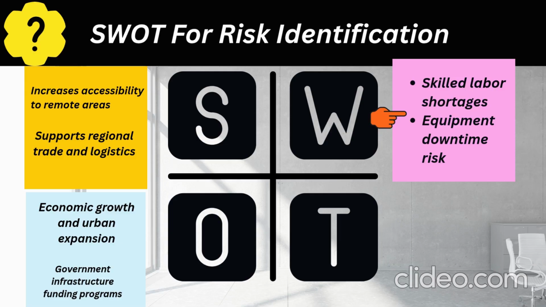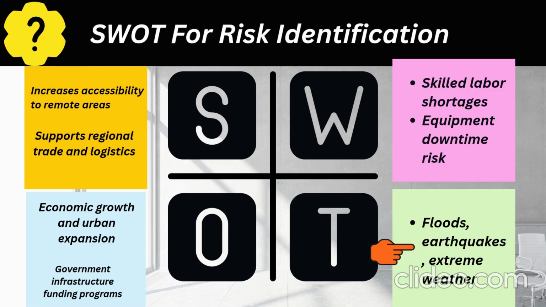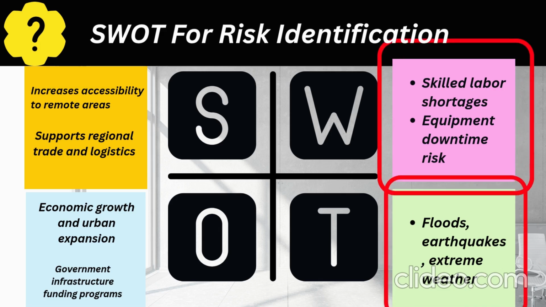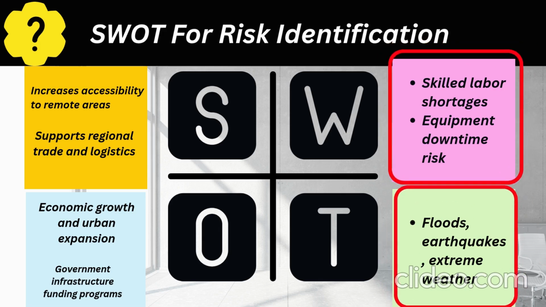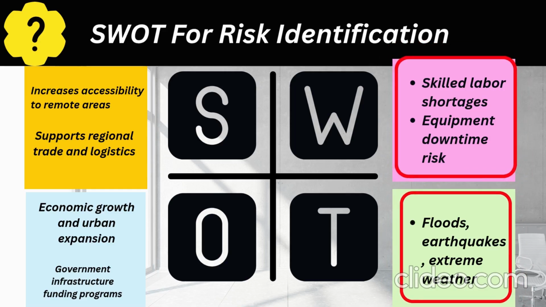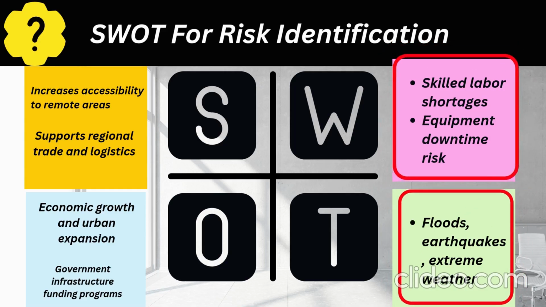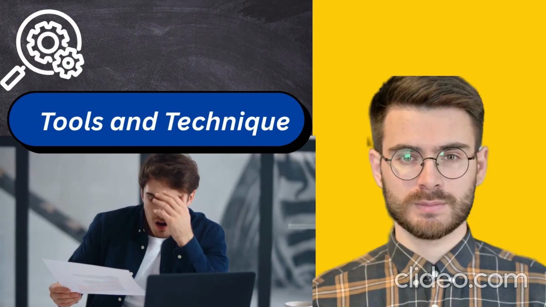So this project has two weaknesses. The first one is skilled labor shortages and the second one is equipment downtime risk. Now let's decode what's the threat for this project. So the threat is floods, earthquake and extreme weather conditions. Now that you are done with your SWOT, whatever comes under weakness and threat is your risk, that is your identified risk for your project.